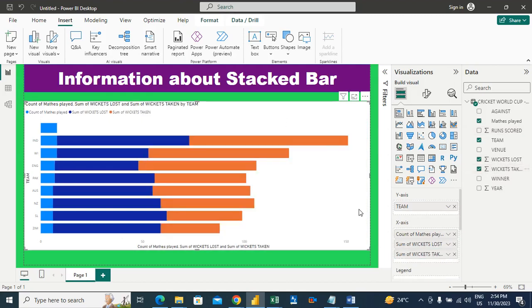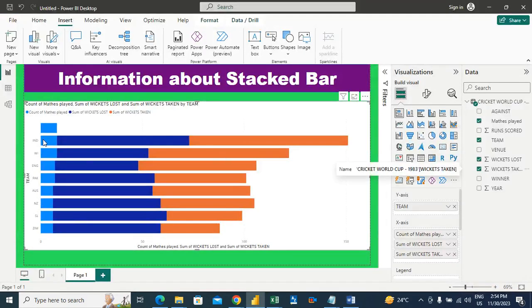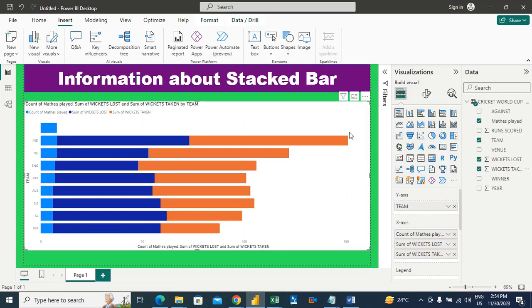So the first part: each bar on the chart represents a whole. You see, this entire bar belongs to the Indian team. That's what this bar represents, the entire Indian team, right?